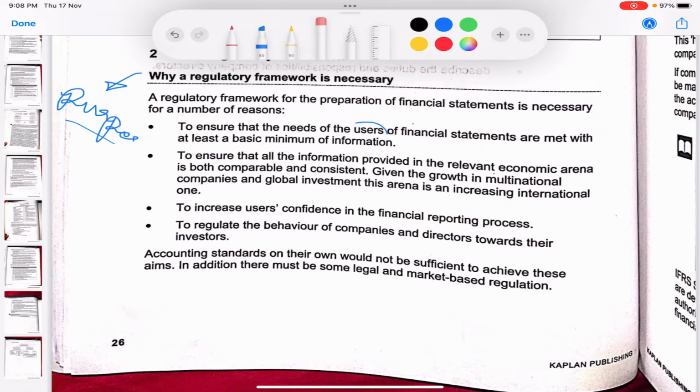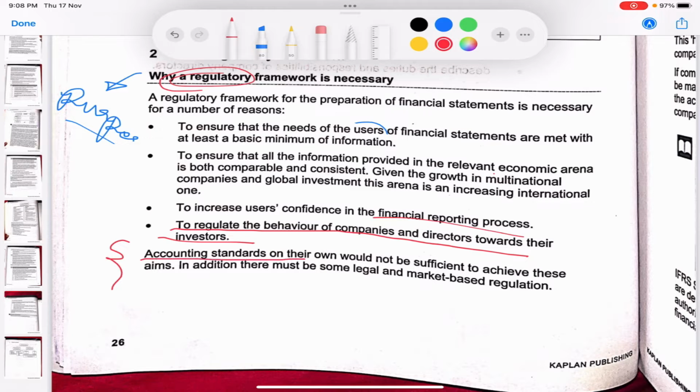Third, to increase users' confidence in the financial reporting process. Obviously, when you have a regulatory framework, something which is authorized, it increases the confidence of the stakeholders in the financial reporting process. Fourth, to regulate the behavior of companies and directors towards the investors. Why do we need to regulate it? So that the companies and the directors meet the needs of the investors and behave well towards them. Easy, simple, basic stuff.